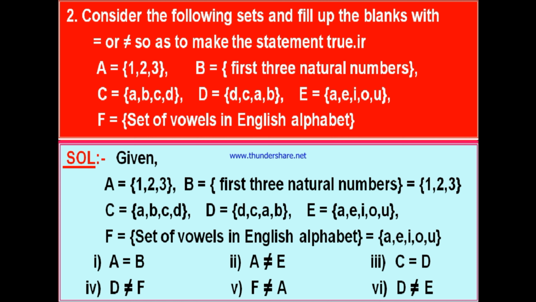Now sixth bit, D and E. D contains the elements A, B, C, D, and E contains the elements A, E, I, O, U. Again, the elements are different, therefore the sets are not equal. D is not equal to E.